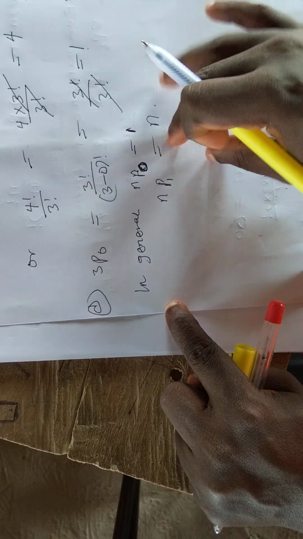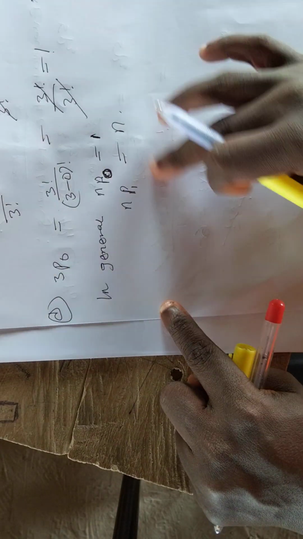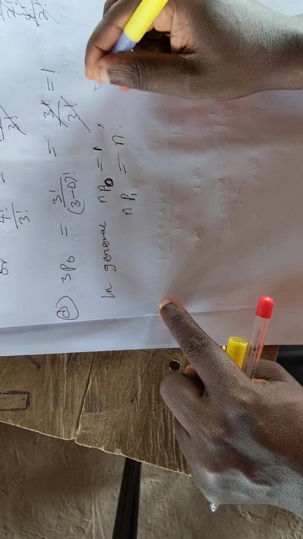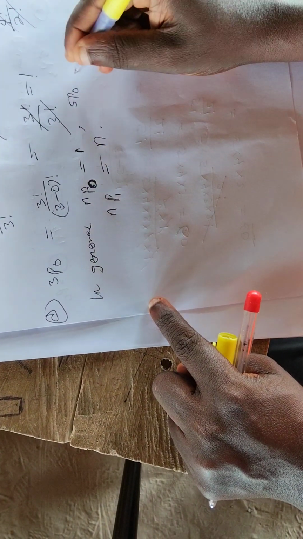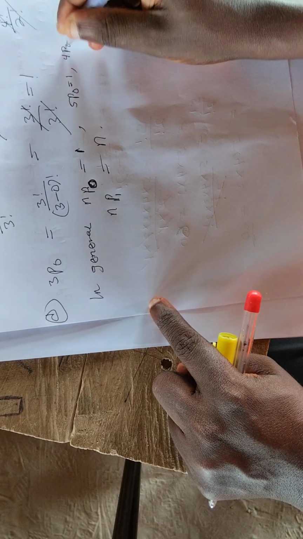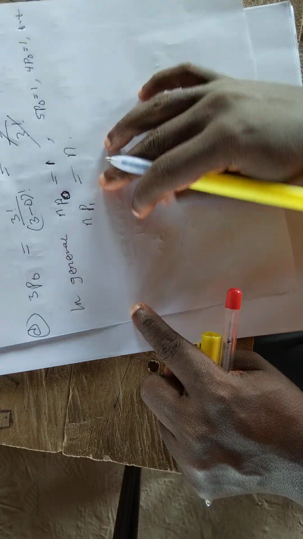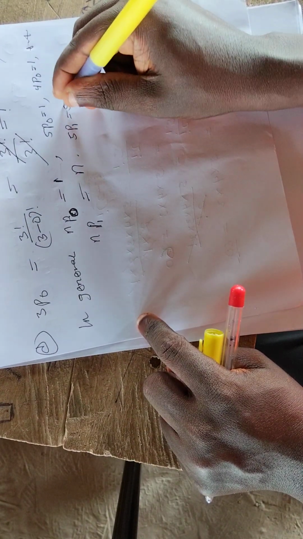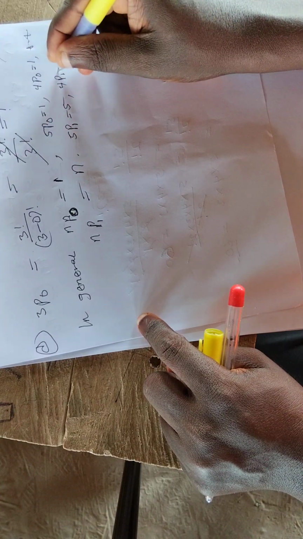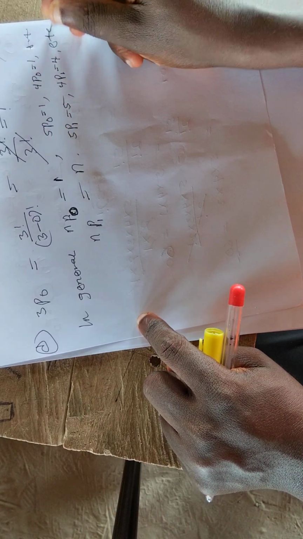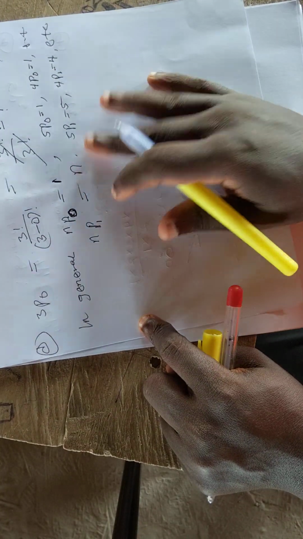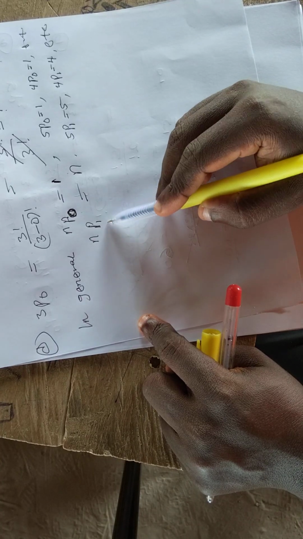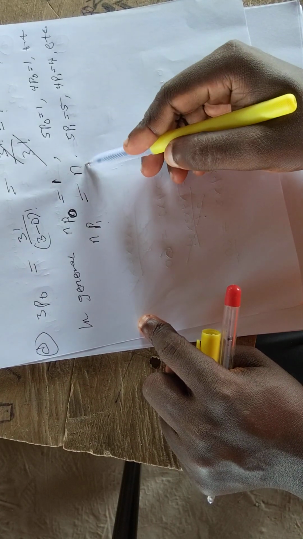Please take note of this. This is a general law in permutation. N permutation 0 equals 1. It means if we have 5 permutation 0 equals 1, 4 permutation 0 equals 1, etc. Then, if we have 5 permutation 1 equals 5, 4 permutation 1 equals 4, etc. So this is a general law in permutation. Anything permutation 0 is 1, while anything permutation 1 equals that number.